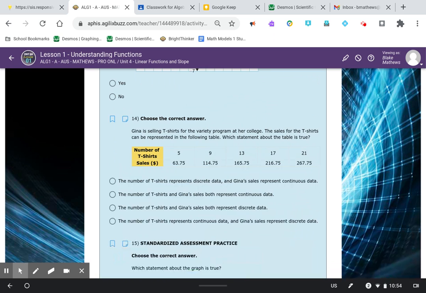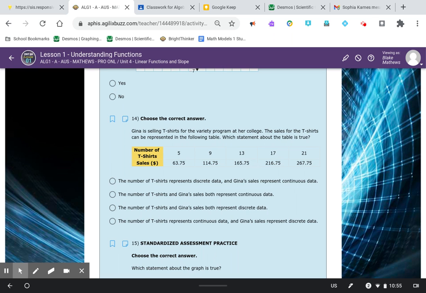All right, number 14. This is going to introduce kind of a word problem idea. They want to know if this is continuous or discrete data. So the question is, are these individual values that are not joined together in between? In other words, can you sell half of a t-shirt or 3/4 of a t-shirt? If you can, then that's continuous data. If you can only sell whole t-shirts, 5, 9, 13, maybe 12, 14, then that is discrete data. So that should be pretty obvious from what I just told you. I kind of gave you the answer.